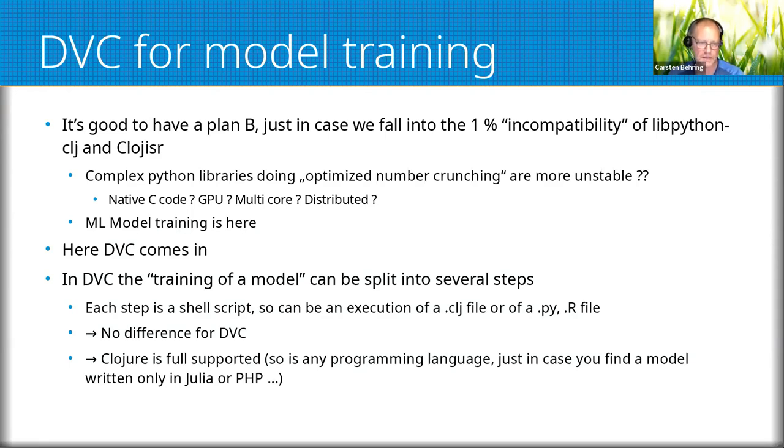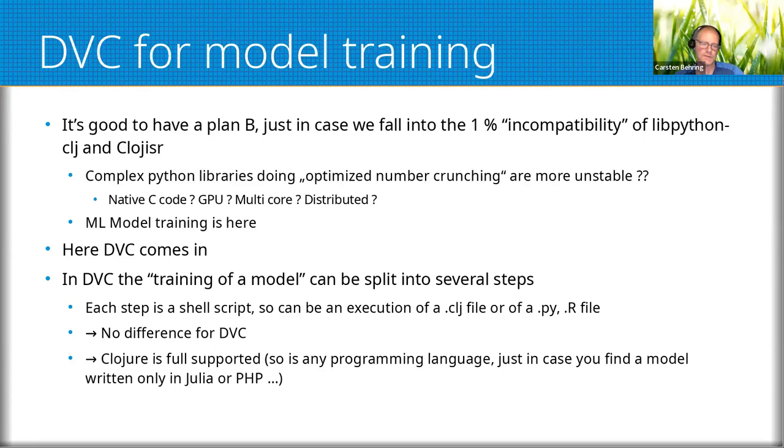Yes, as I was saying, complex Python libraries doing optimized number crunching are maybe the most unstable, the most difficult for libpython-clj and Clojure, because we have native C code, we have GPU, we have multi-core, we have distributed, and having these work absolutely reliably in libpython-clj and Clojure is, I think, a big challenge. But machine learning model training is there. So the training part of machine learning is often native code, GPU, multi-core, distributed, because we want these things fast. So there we should use DVC.